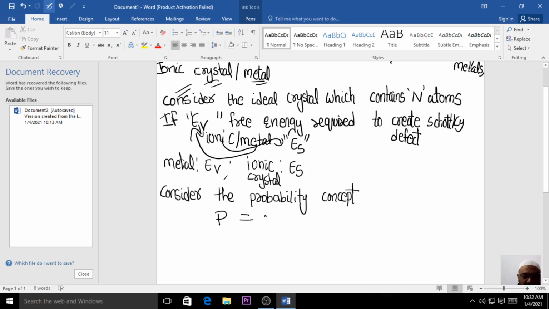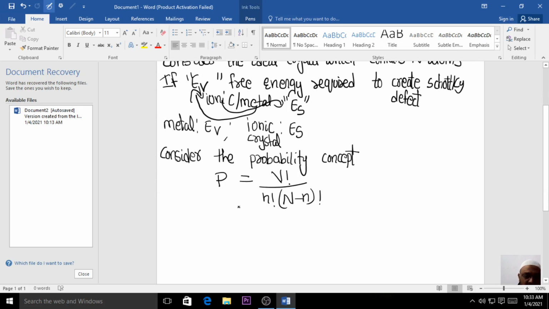So mathematically, how does it look? How many total number of atoms are there? Capital N. So we have N factorial divided by how many Schottky atoms? Small n factorial. And what is remaining here? Capital N minus small n, factorial. This is the probability concept we'll use. This is the case for metals, metallic crystal. And for ionic crystal, it's the same.